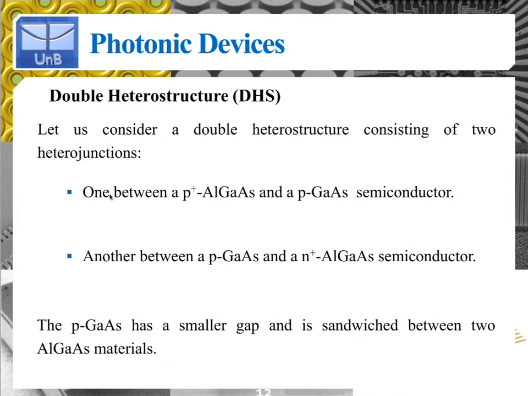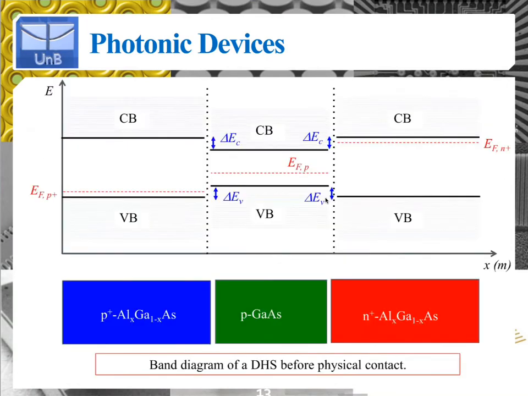So one heterojunction between a heavily doped p-type aluminum gallium arsenide material and a lightly doped p-type gallium arsenide material. This is illustrated right here. You have on the left the blue and the green material corresponding to the heavily doped p-type aluminum gallium arsenide, and the lightly doped p-type gallium arsenide, which is a different material altogether, which has a smaller band gap than the aluminum gallium arsenide.